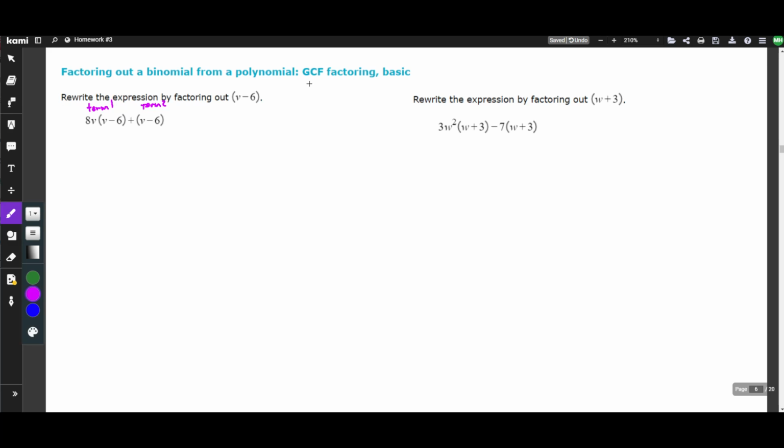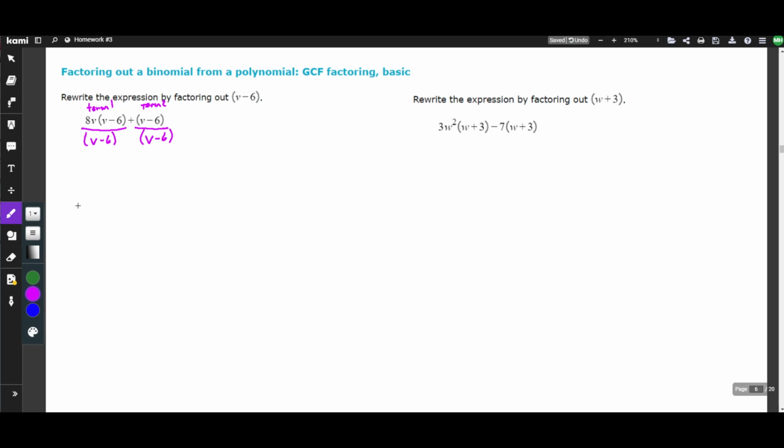We are doing GCF, which is greatest common factor. We're saying, oh, I've got two terms. What do they have in common? And what they have in common is this v minus 6, which is what it's telling you in the problem. On the final, I will not be telling you what to pull out. You will have to identify that yourself. So this is v minus 6. V minus 6. So write your GCF.